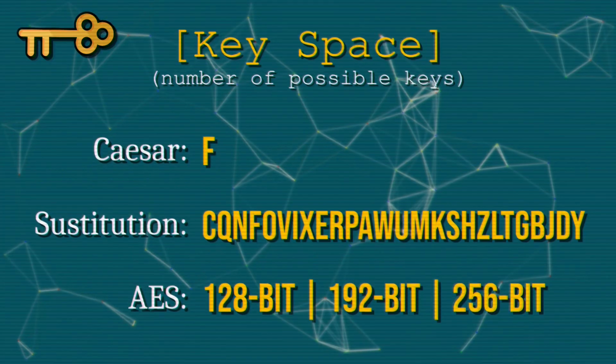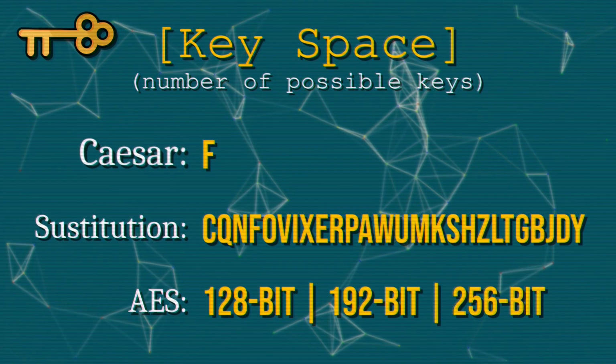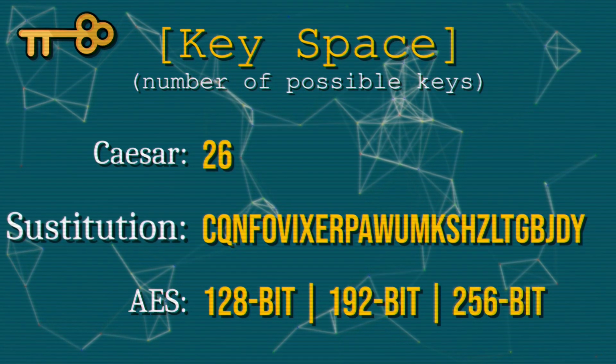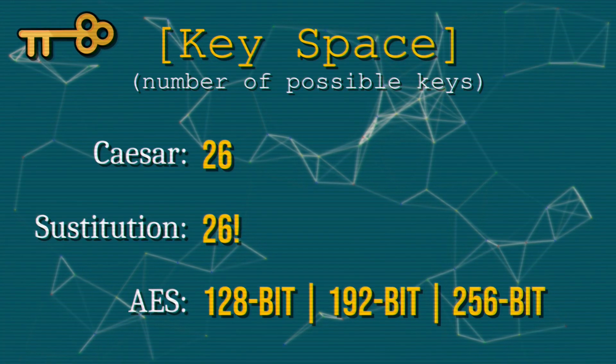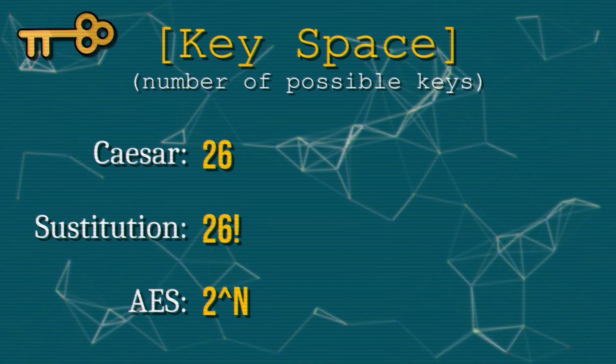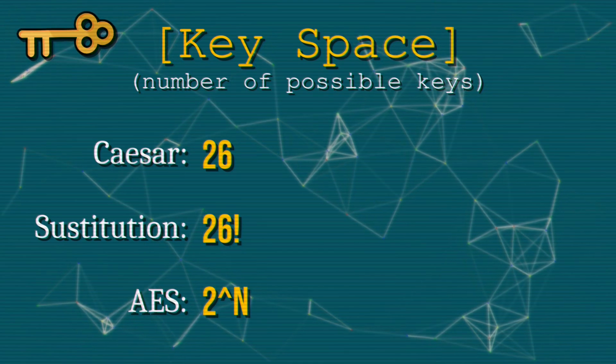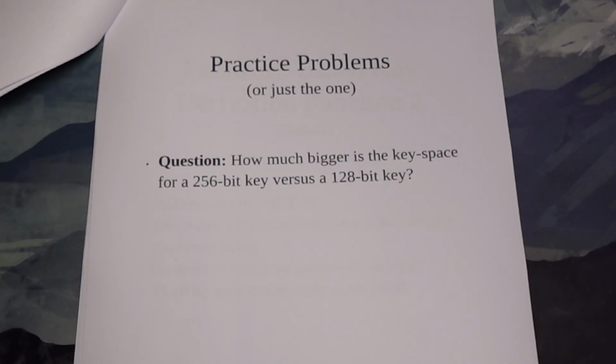A key space defines the number of possible keys. For a Caesar cipher, this is 26. For a substitution cipher, this is 26 factorial. For a bit-based key like AES, this is 2 to the n, where n is the number of bits. Question. How much bigger is the key space for a 256-bit key versus a 128-bit key?